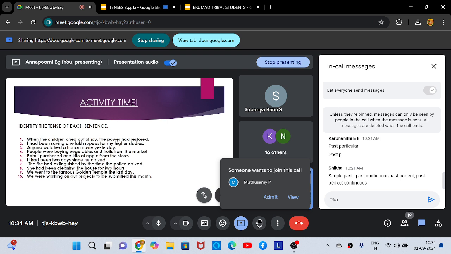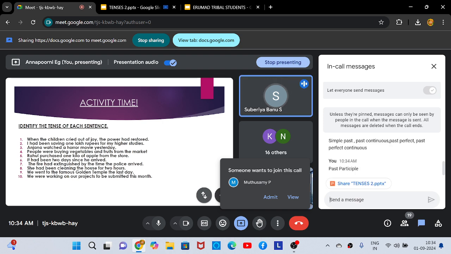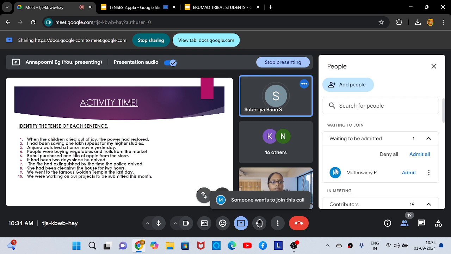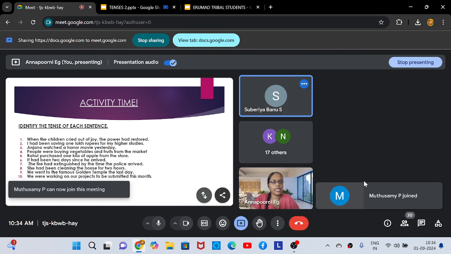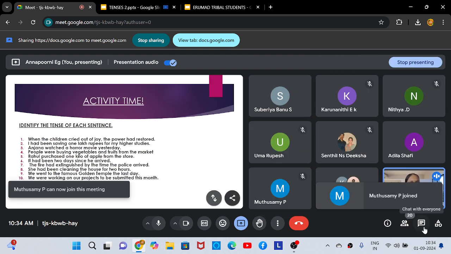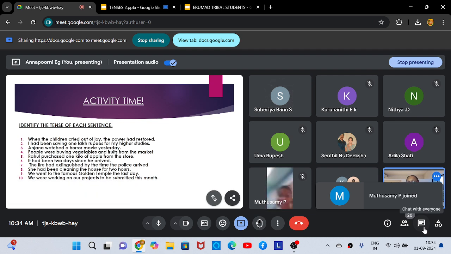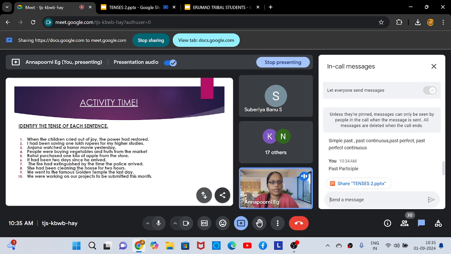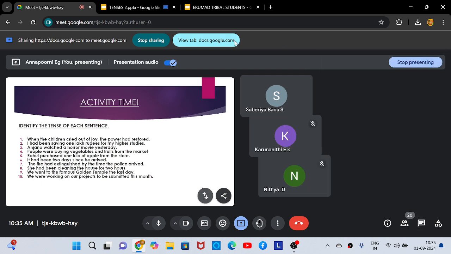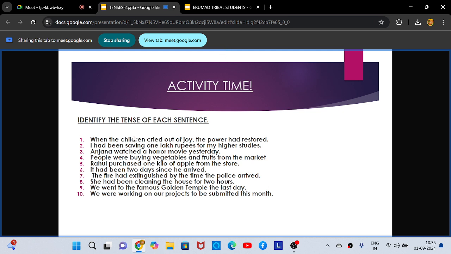PAST, past participle, PARTICIPLE. Participle. Okay, so this is the spelling of past participle. Past participle is also called the V3 form. All right, fine. Okay, ma'am. Yes, now moving to the second question. I had been saving 1 lakh rupees for my higher studies.